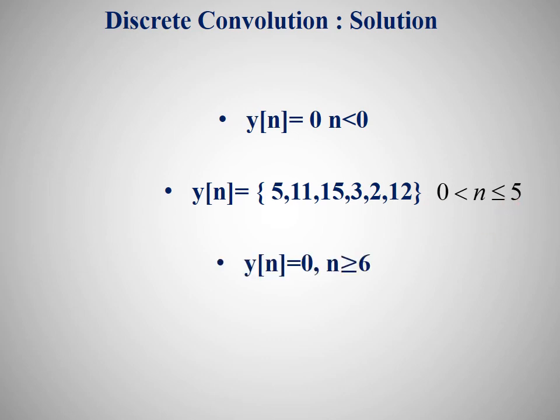Also, it was analyzed at values equal to 6 and greater than 6. At n equal to 6, it was observed that y of n equals 0. Hence, a conclusion was made that at any value beyond 6 also, the value of y of n would be 0. This is an important understanding of the entire process of convolution.